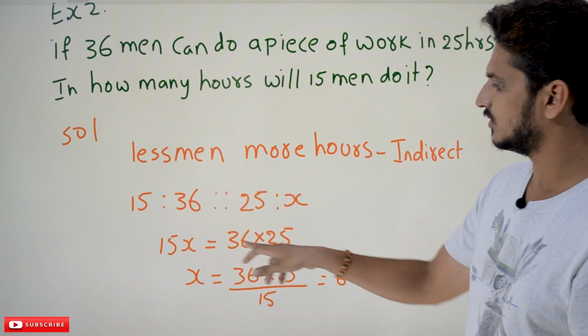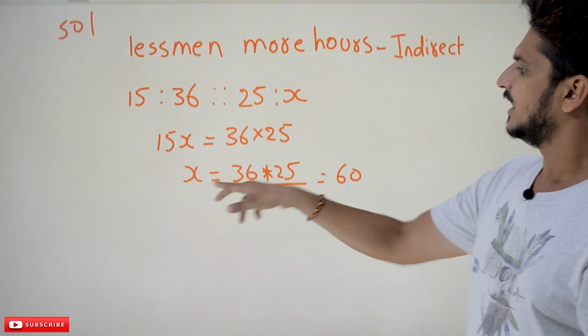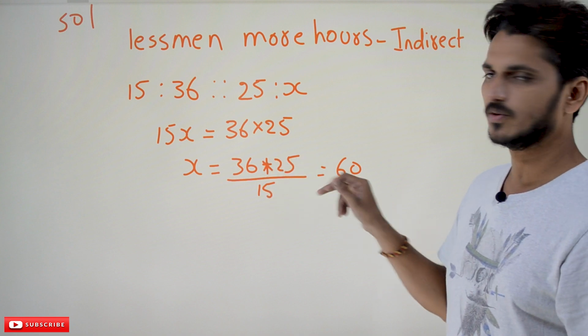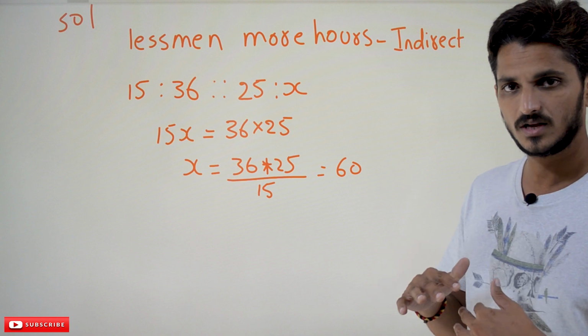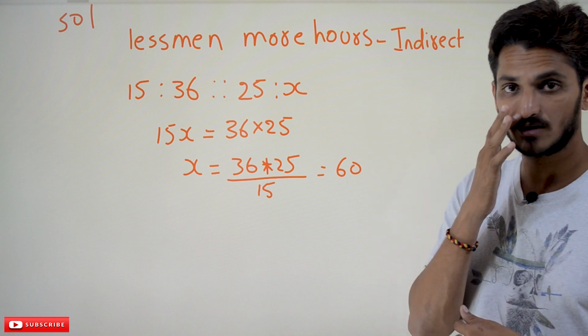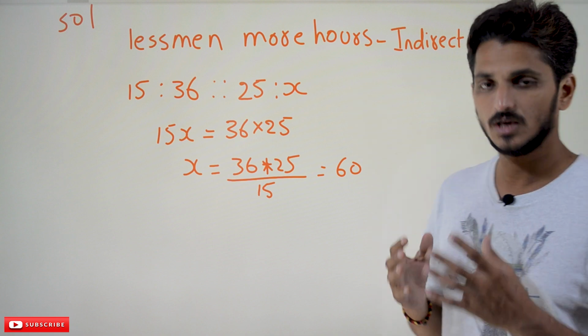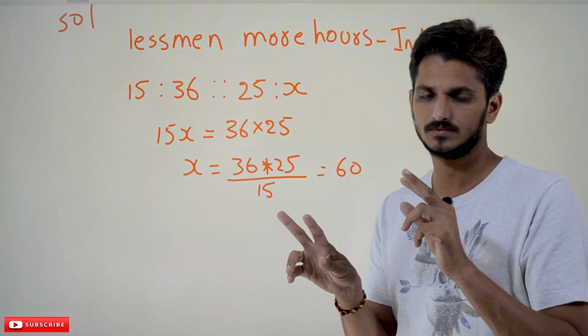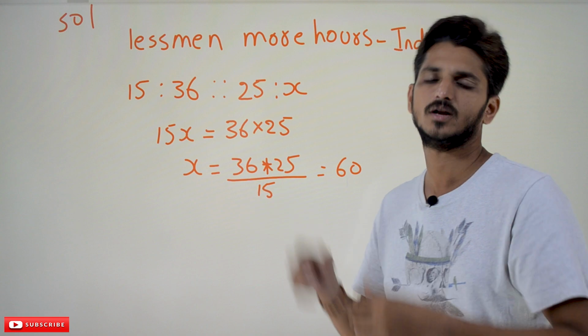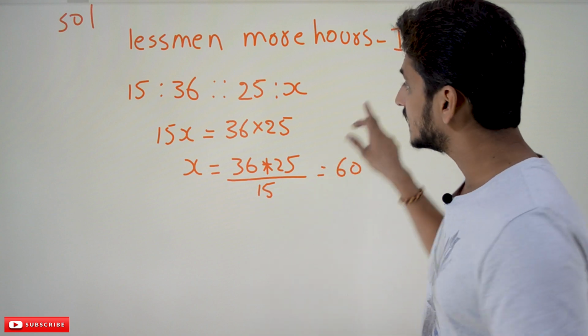So 15x is equal to 36 multiplied by 25. x is equal to 36 multiplied by 25 by 15, which is 60 hours. Less men, more hours. 60 hours it is going to take. So the key point is inversely proportional should be written in the reverse. Directly proportional, you can directly write it. Hope you understand these examples.